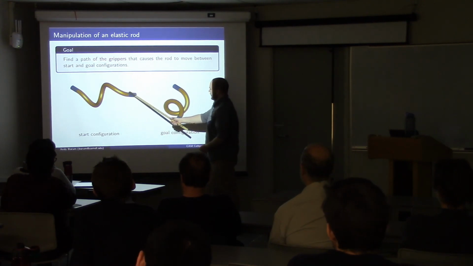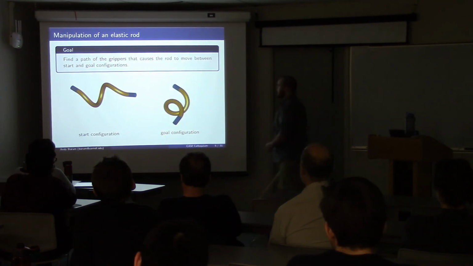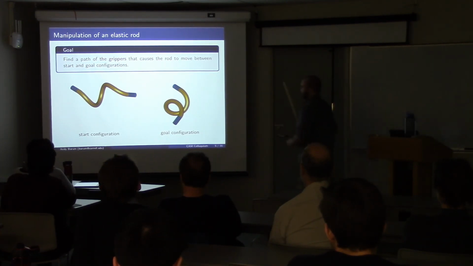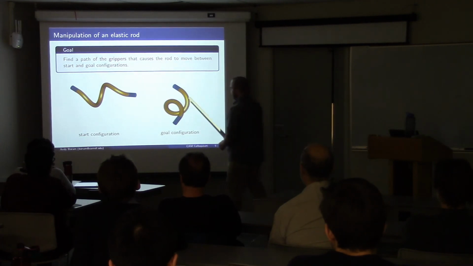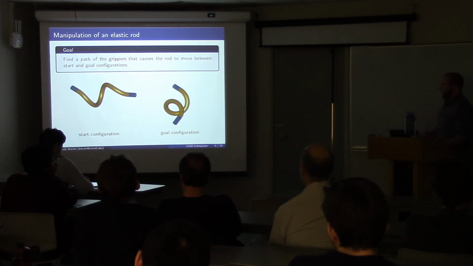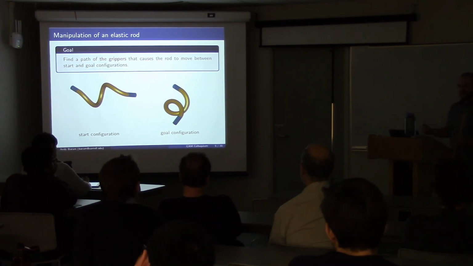If you give me a starting shape and a goal shape of the rod, can I find paths of those blue robotic grippers that cause the rod to deform from the starting shape into the goal shape? As I've stated this now, we could allow for dynamics, vibrations, that kind of stuff. So this would be a control problem for a nonlinear PDE, which seems pretty hard.